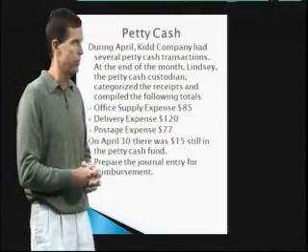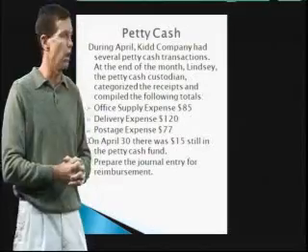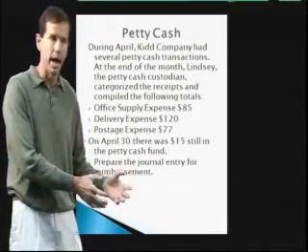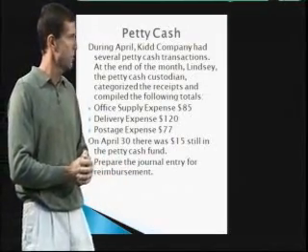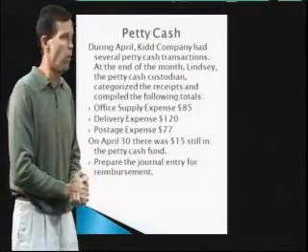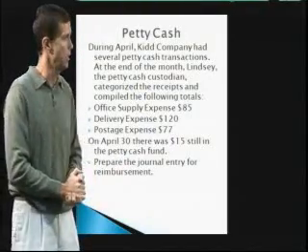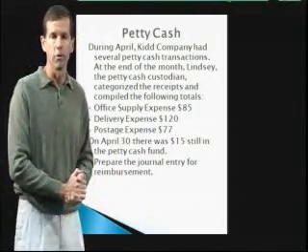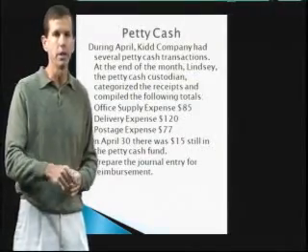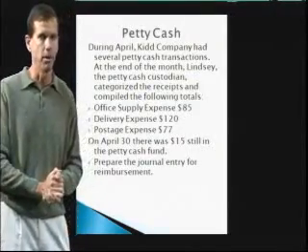Also on April 30th, Lindsay counted and there was only $15 still in her petty cash drawer. So what they're asking us to do, and what we would do at this point, is prepare the journal entry for reimbursement. Well, we know that we need to go to the bank and get how much money?